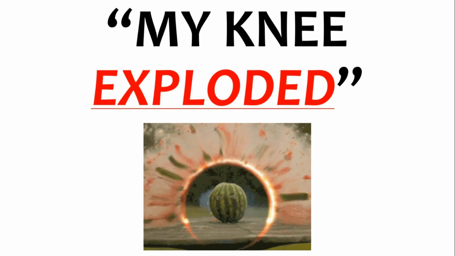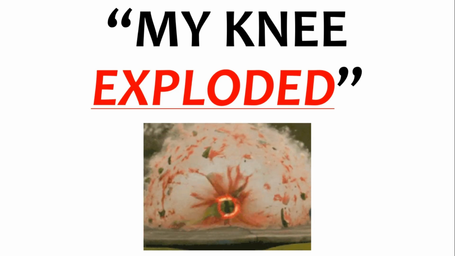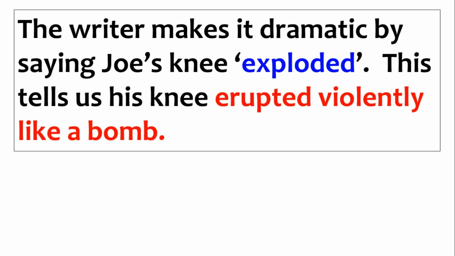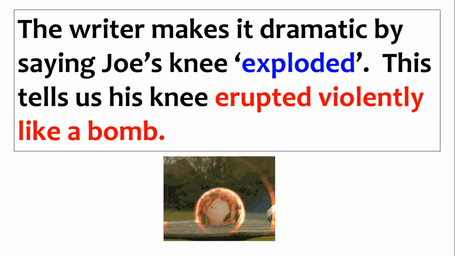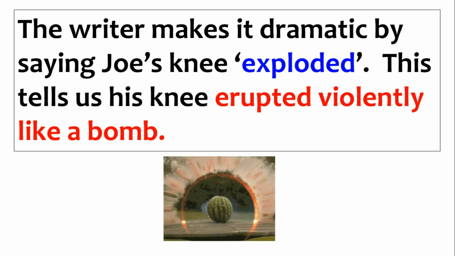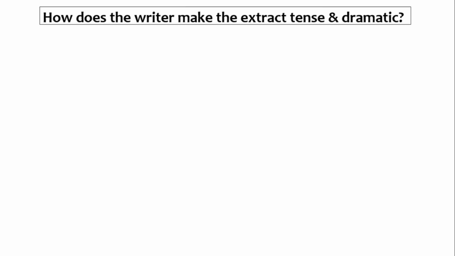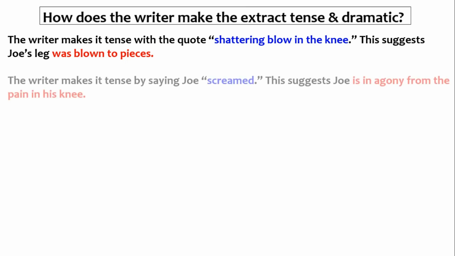Okay, another one. He says, "my knee exploded." It could have said my knee broke or my knee was in pain. They've used the word "exploded". Okay, so I've put, the writer makes it dramatic by saying Joe's knee exploded. This tells us his knee erupted violently like a bomb. So if you said what kind of things explode? A bomb explodes, or a volcano you could talk about. Okay, so there's a few more.